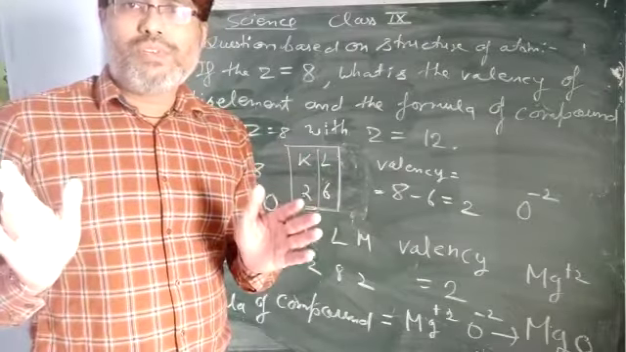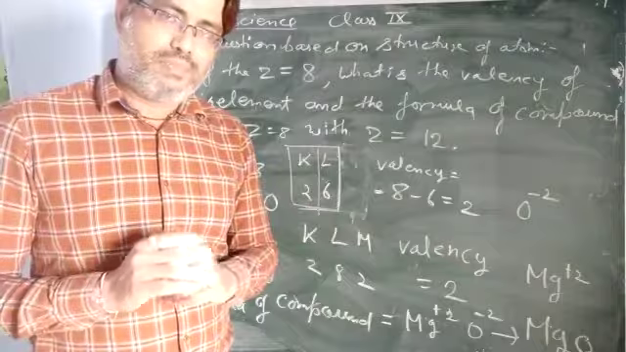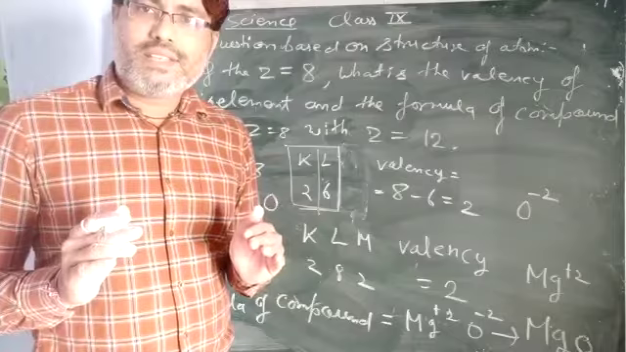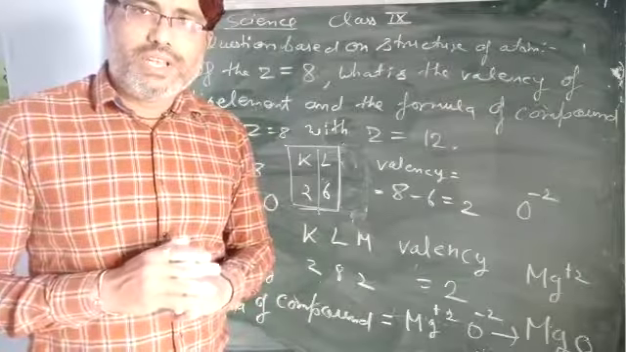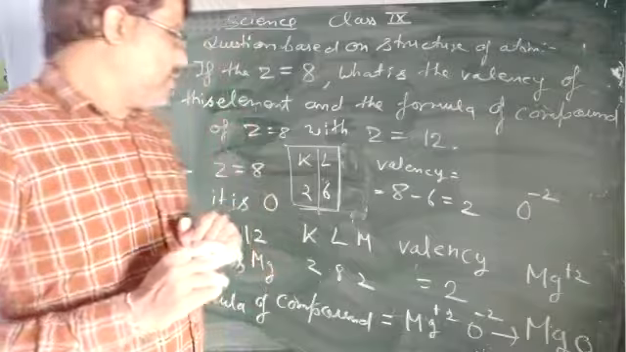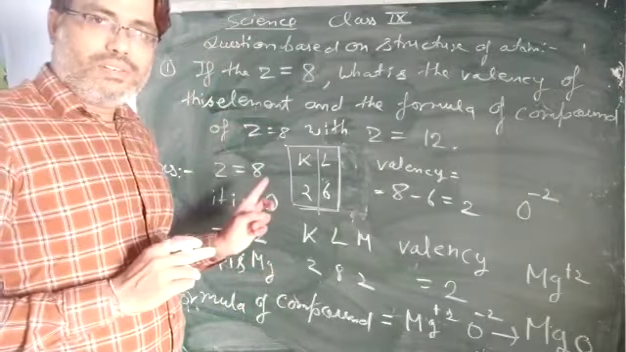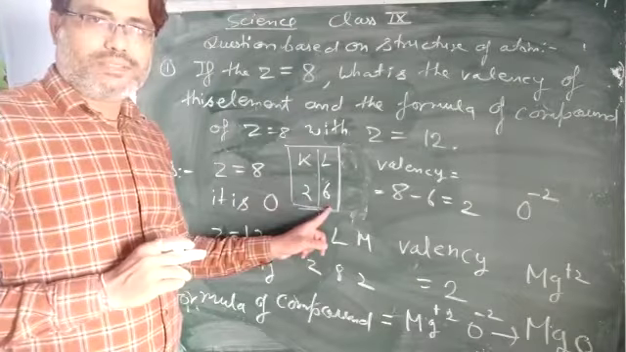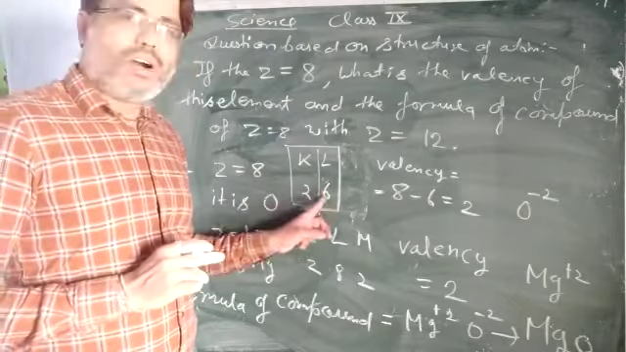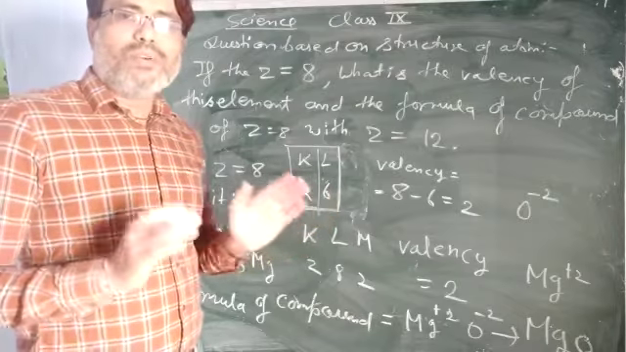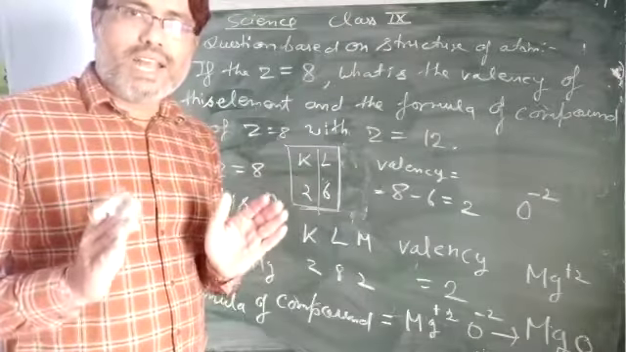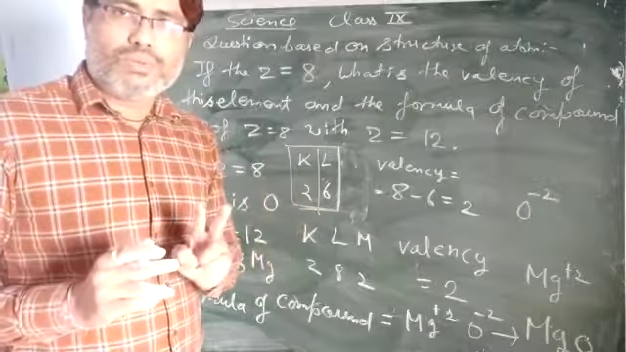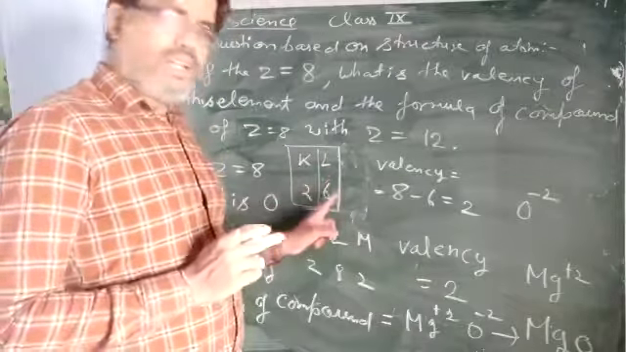So we should know the valencies of the above elements. It means Z is equal to 8 and Z is equal to 12. We can find out the valency by the electronic configuration. If you see the electronic configuration of the element with Z is equal to 8, that is oxygen, you know that is what? 2 and 6. So these 6 electrons are present in the outermost shell. To complete the octet, to gain 8 electrons in the outermost shell, which is a stable electronic configuration, it requires what? 2 electrons.